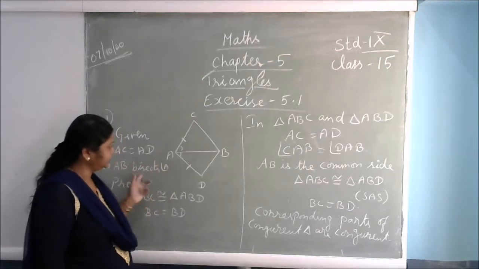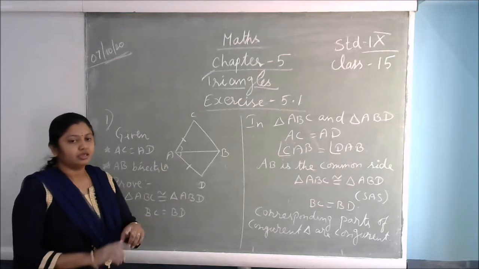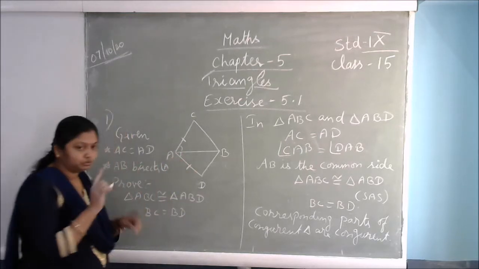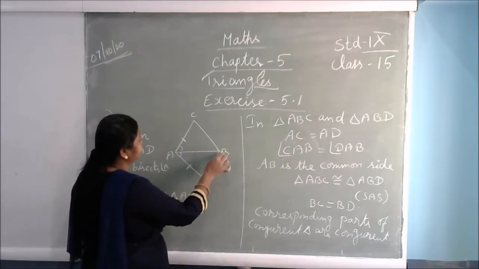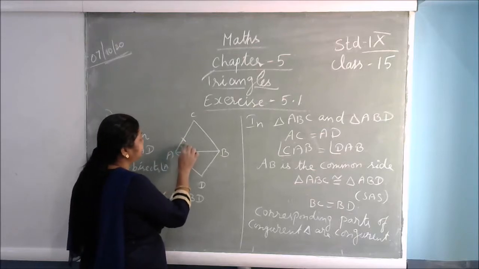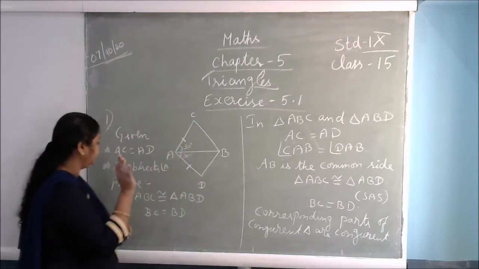What is the meaning of bisect? Bisect means any line segment or angle, that line will divide it into two equal parts. If you are dividing into two equal parts, that is called a bisect. This AB line segment is dividing this angle into two equal parts. That means here 30 degrees, here also 30 degrees. Here 60 degrees, here also 60 degrees.